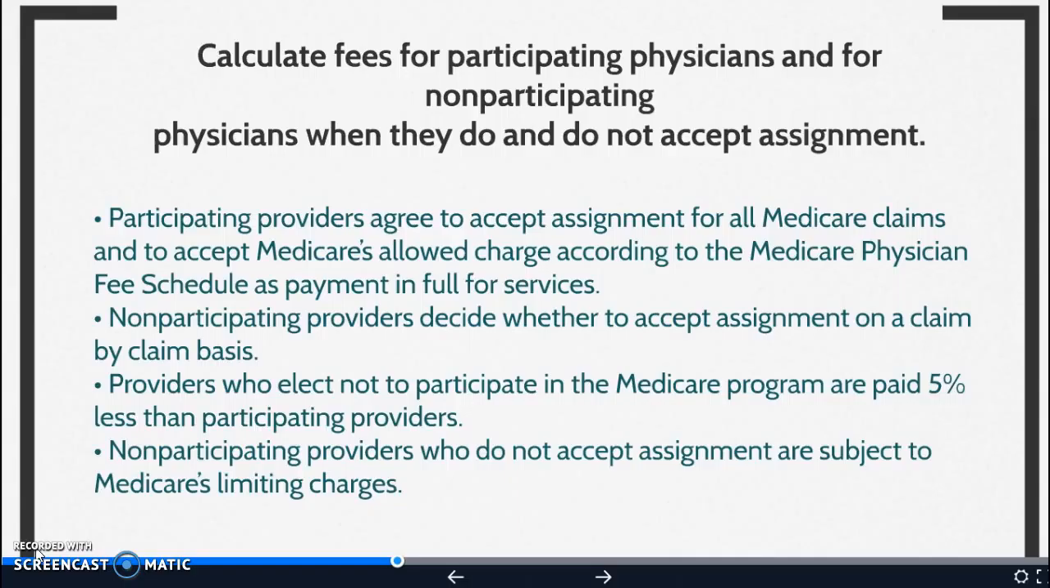The non-contracted providers who do not accept assignment are subject to Medicare's charge limits, which means they may not charge a Medicare patient more than 115% of the amount listed in the Medicare non-participating fee schedule. That amount, 115% of the fee listed in the non-participating fee schedule, is called a limiting charge. So be aware of that.